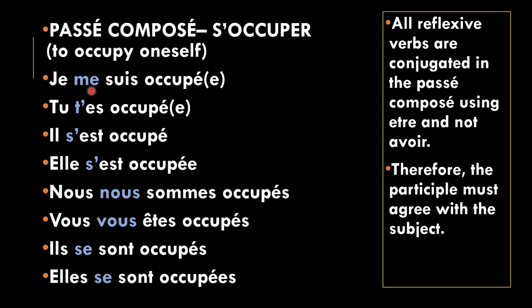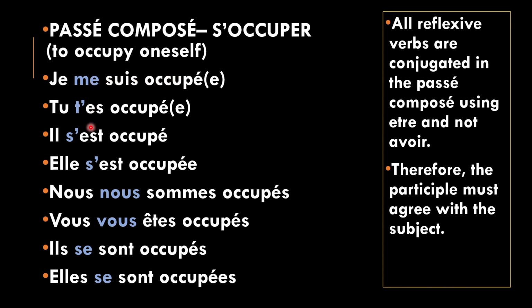Now see where the me has been placed. It has been placed before the auxiliary. Okay, so here there is no sticking happening to the verb. The auxiliary comes in between. Okay, so it is subject, reflexive component, auxiliary, participle. Okay, that is how it is in the passé composé. So je me suis occupé.